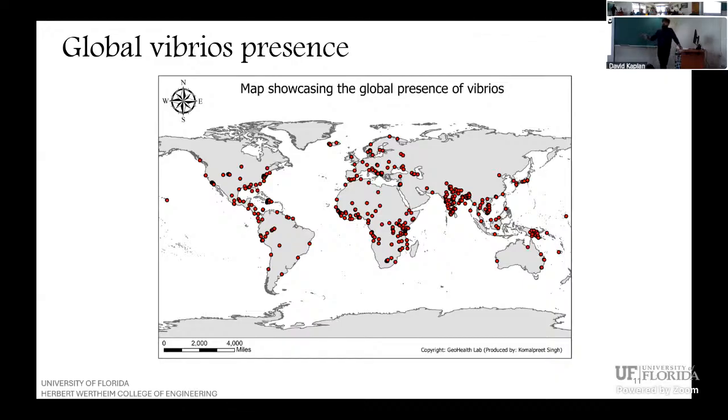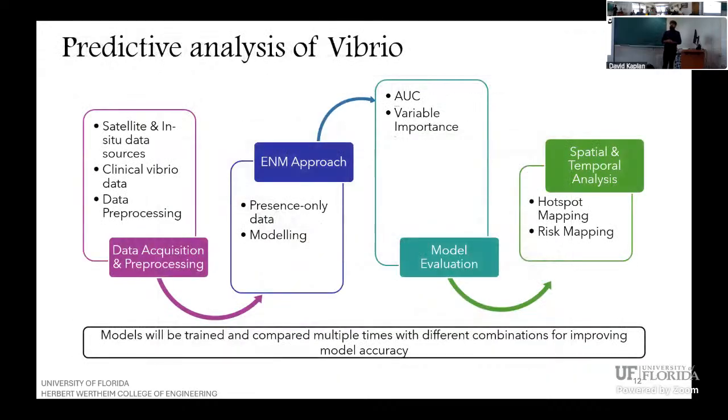Now the countries that have more inland resources, the areas that are far from the coast, have either Vibrio cholerae cases or foodborne cases. So a global data set was prepared for this model, and then the predictive analysis of Vibrio was done. For this, the satellite data was used for the different variables that we'll be talking about in the upcoming slide.